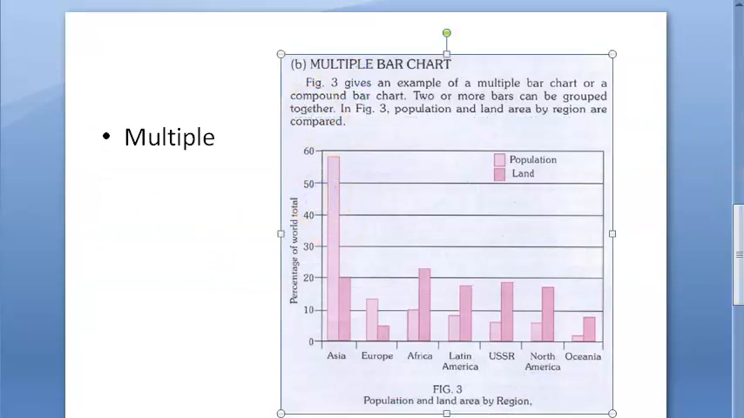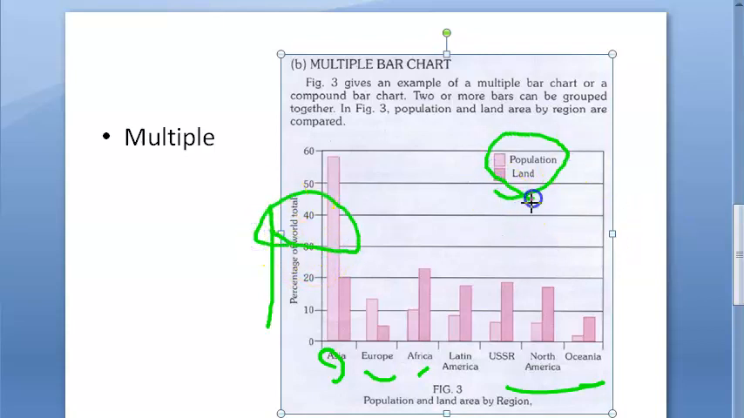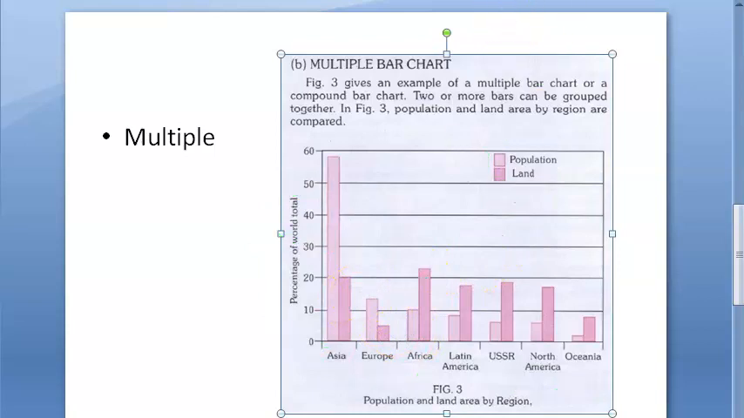Let us first try to look at this graph. What is there here? Asia, Europe, Africa: country names or continents. Then here you have percentage of world total population and land. Asia has a lot of population, but the land is small. Wow, Asia is so populated. Land is small, but population is so huge. Now let's look at North America. Their population is so small, but their land is so much. Wow. So this is multiple bar chart.